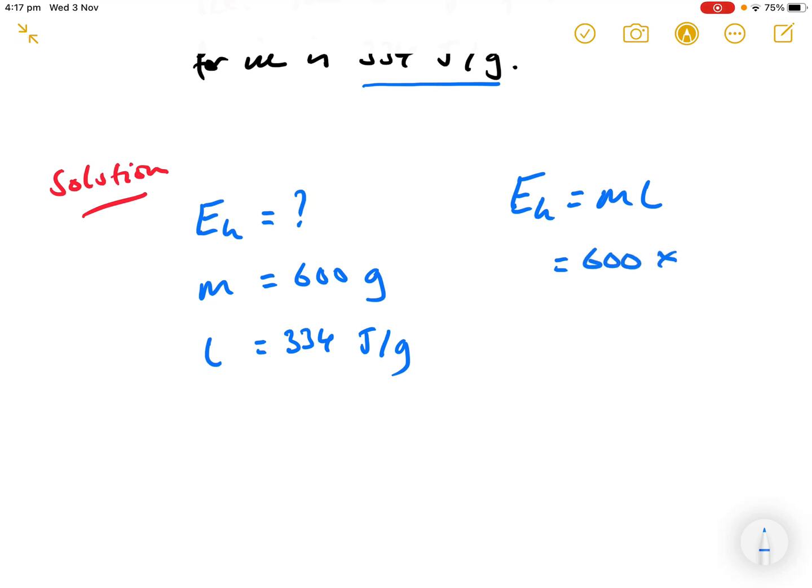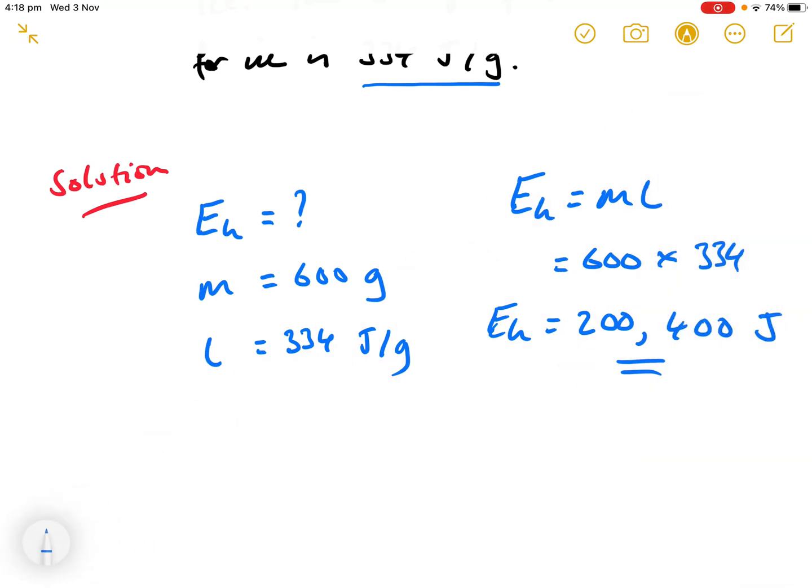So it's 600 times 334. Now you definitely need your calculator there. 600 times 334. And you get quite a big number. 200,400. And that's joules. Don't forget the units.